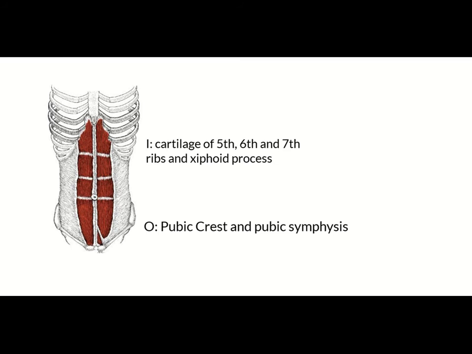The rectus abdominis originates from the pubic crest and the pubic symphysis and inserts onto the cartilage of the 5th, 6th, and 7th ribs as well as the xiphoid process. It's innervated by branches of the intercostal nerve, and it works to flex the vertebral column.